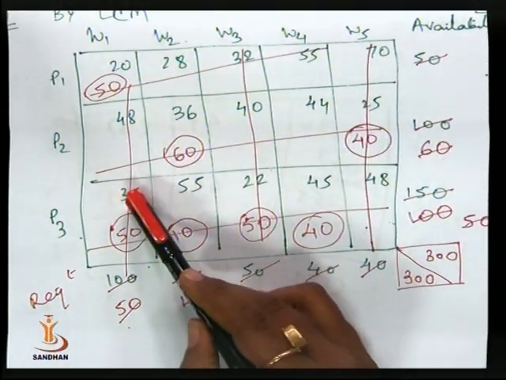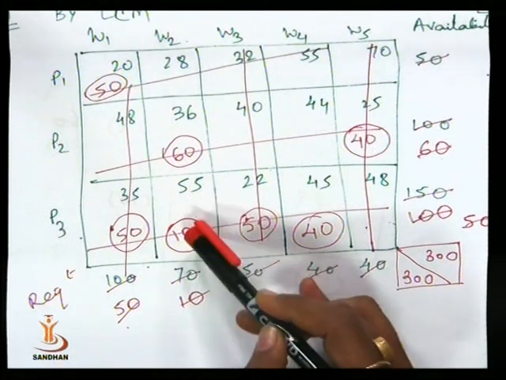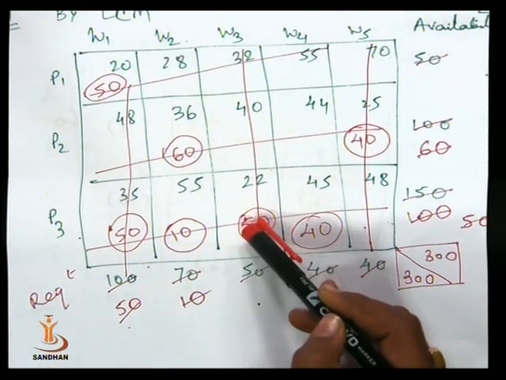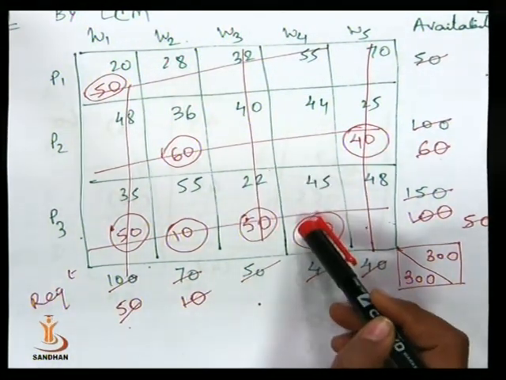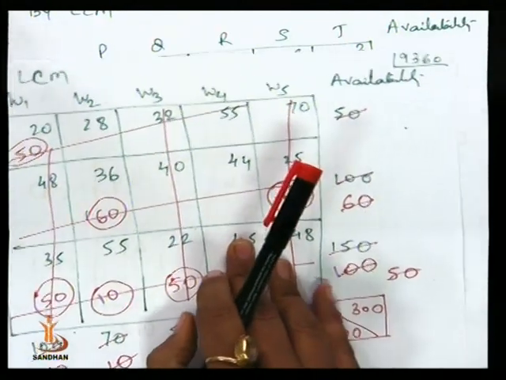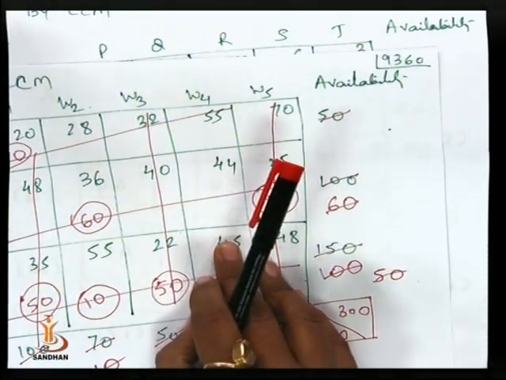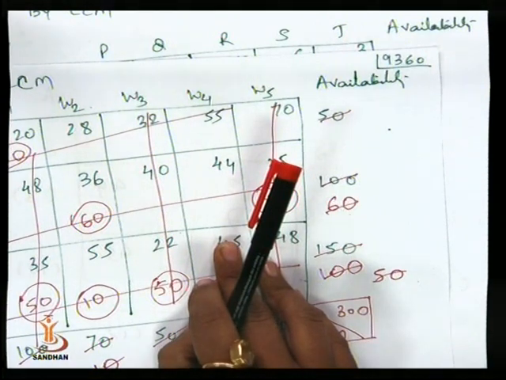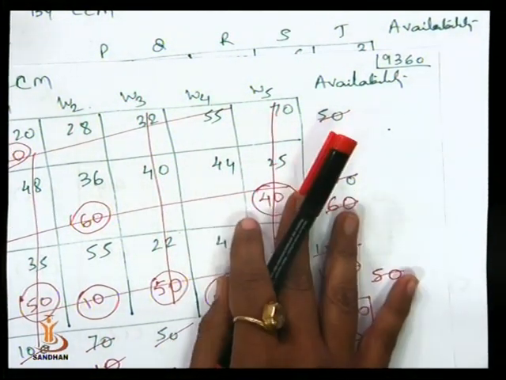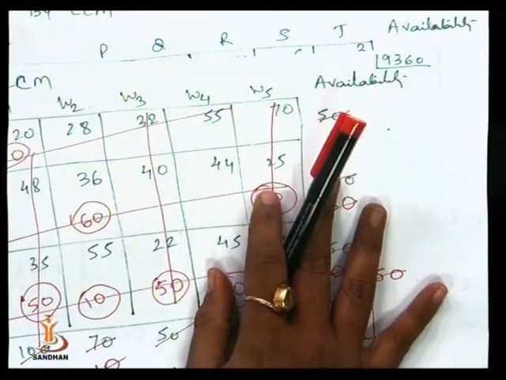into 40 plus 35 into 50, 55 into 10 plus 22 into 50 plus 45 into 40. Then the total transportation cost is 9360 rupees by the least cost method.